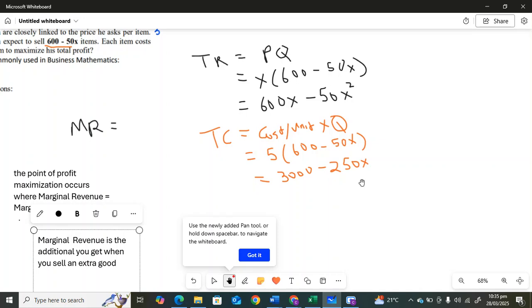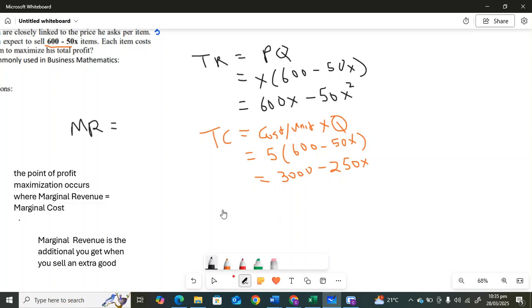Then marginal cost is the derivative of total cost. So in simple terms, what I'm saying is we need to derive our total revenue function and our total cost function. Okay, we need to derive both of these. And I believe we remember how to derive. So colleagues, can we derive our total revenue function? This 600x minus 50x squared, can we derive it?